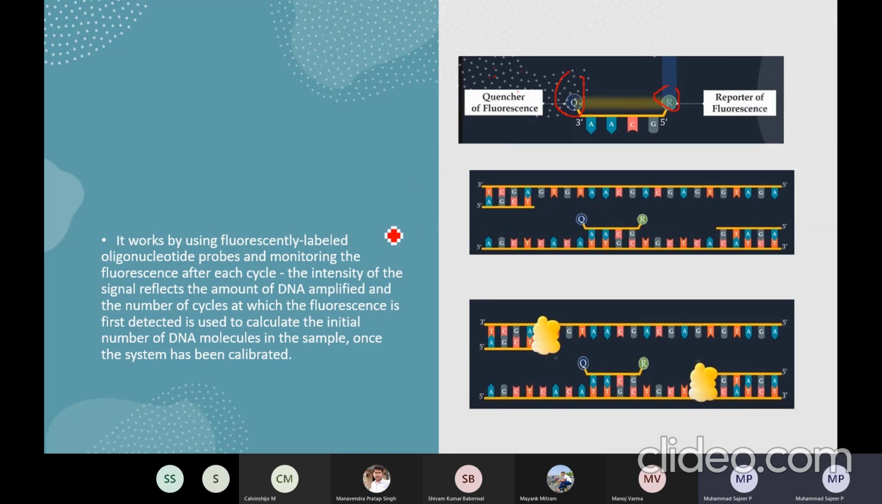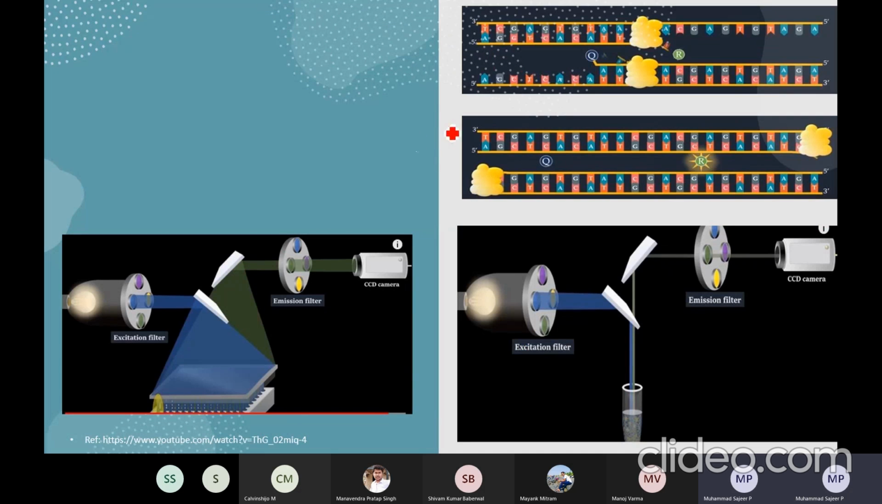So it will get attached to the RNA part, and after that this enzyme starts synthesizing. When it reaches there, this gets separated, and R gets separated, and R will show the fluorescence. That will be analyzed using a setup like this. We will have a lot of these arranged in this one, and for each one the fluorescence will be emitted, which we will detect using a CCD camera. So yeah, that's about the fluorescence.